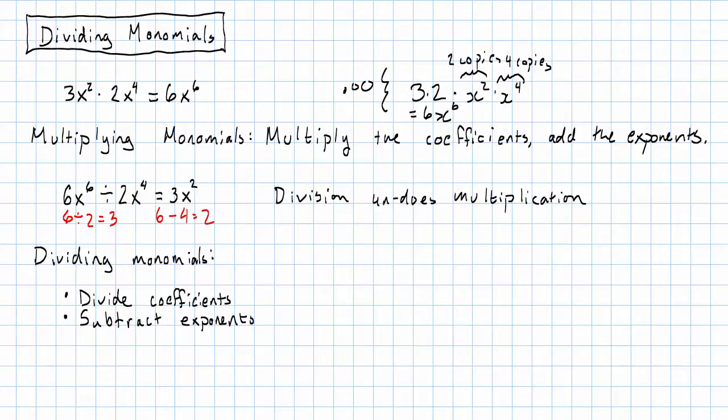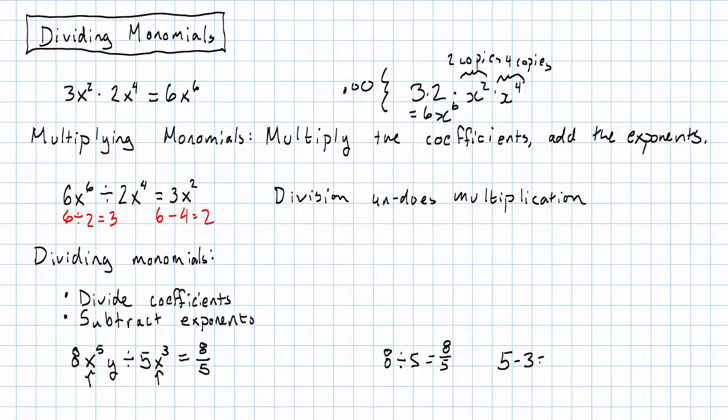Let's see another example. Let's say we wanted to take 8x to the fifth y divided by 5x to the third. Well, first we'll divide the coefficients. 8 divided by 5, we can't do much with that except write it as 8/5. For the x's, we'll subtract the exponents. 5 minus 3 is 2.